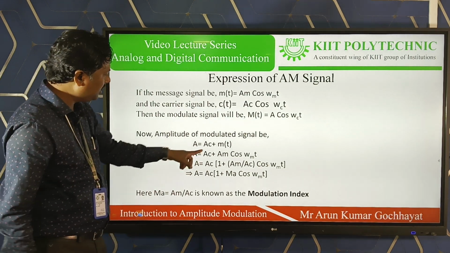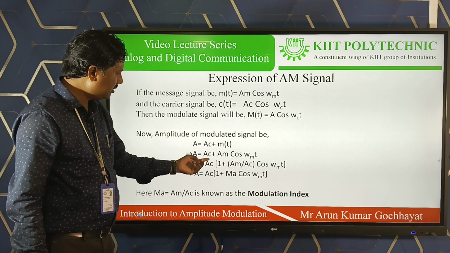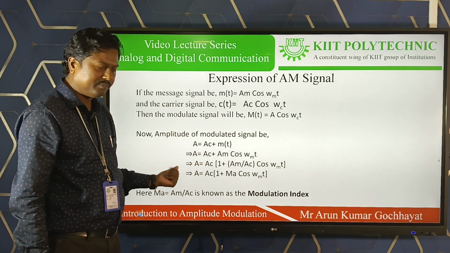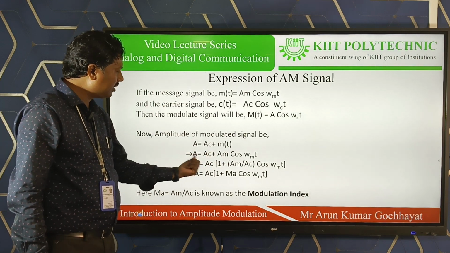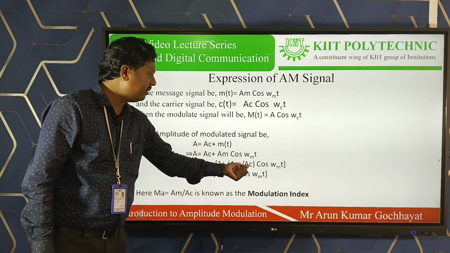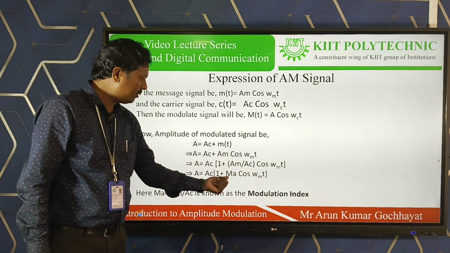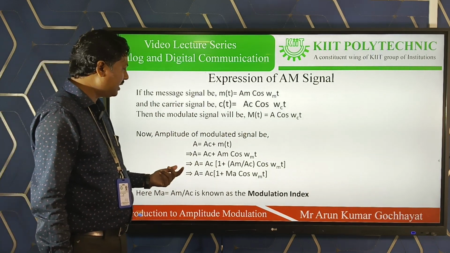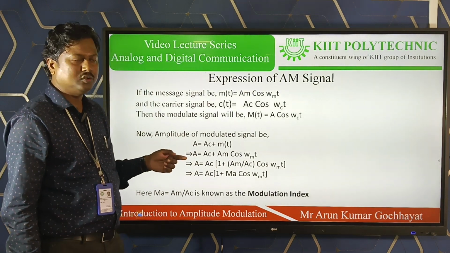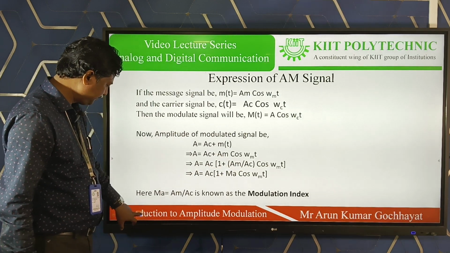That can be understood over here. We are placing the whole expression Am cos(ωm t) in place of m(t). So Ac plus Am cos(ωm t). Here we have taken Ac common from both the terms. So from Ac, if we take Ac common, then 1 will be left, and this factor Am by Ac will be there with cos(ωm t). Now that Am by Ac can be represented by mA, which will be called the modulation index or depth of modulation. By definition, that is the ratio of the amplitude of the message signal to the amplitude of the carrier signal.